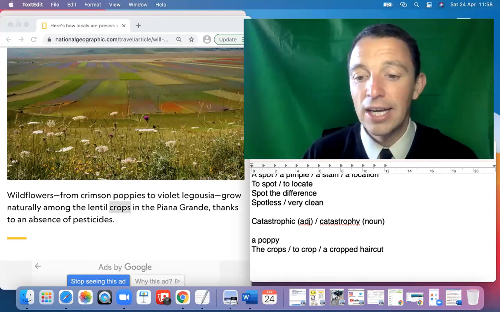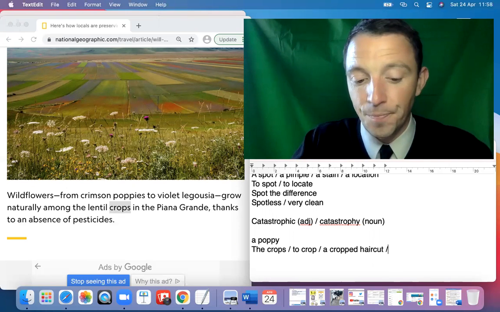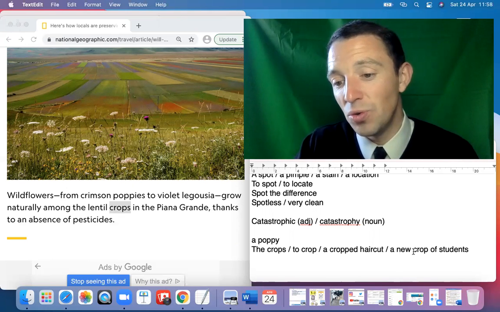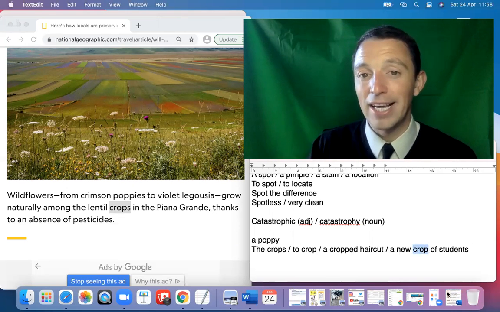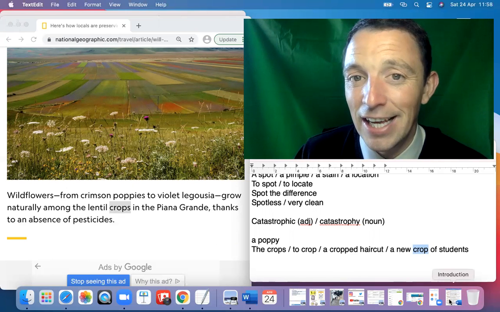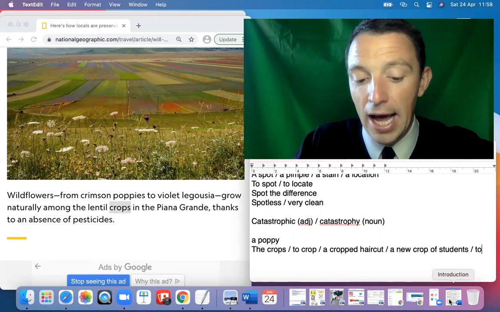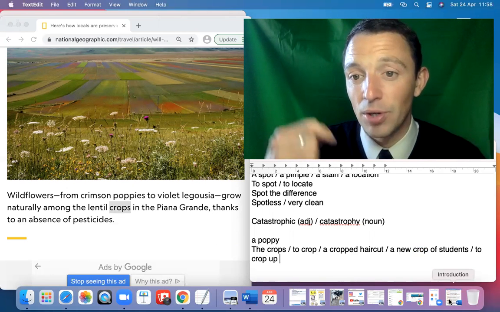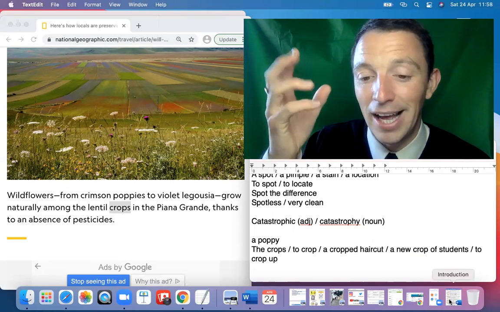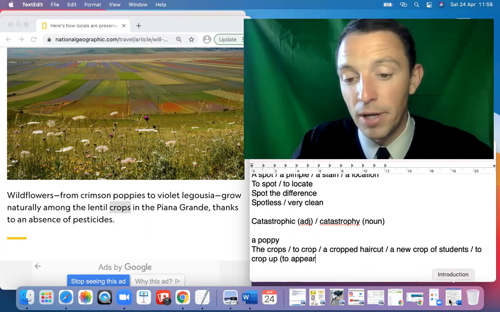So cropped haircut. So it's also possible with a new crop in relation to people, a new crop of students, and the significance is a new group, okay? Because the crop is the agriculture. So a new crop of students is the new group of students. And the final example is to crop up, and that means something has appeared, okay? So you cannot go to the meeting because something has cropped up, and that means something has appeared. Okay, so that's very important as well, to crop up.